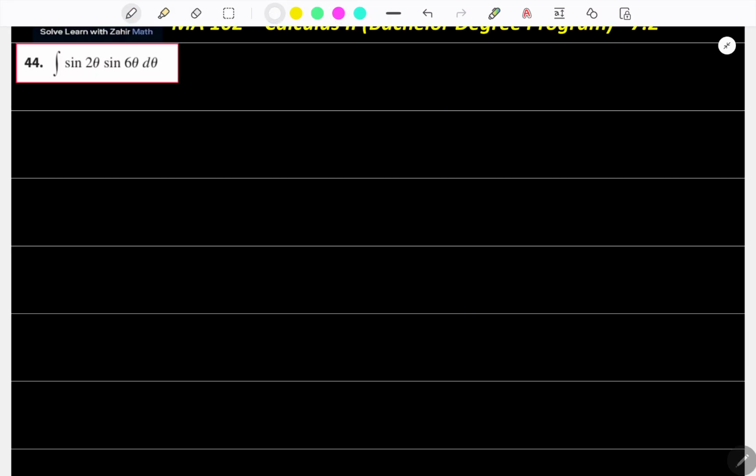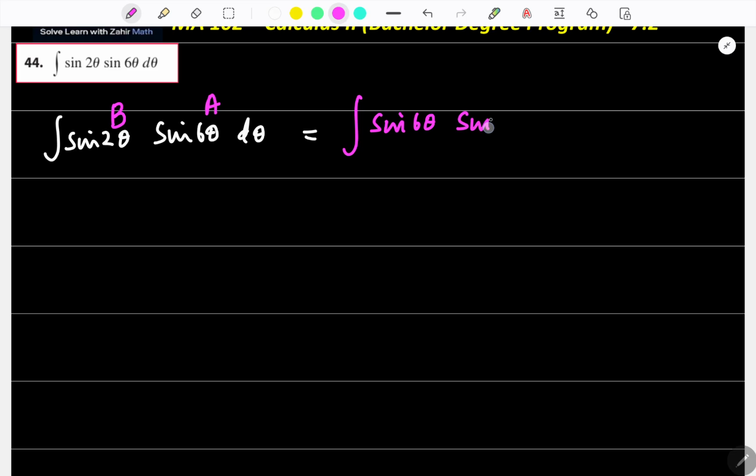The next question is integral sine 2 theta sine 6 theta. So this is product of two functions. Now look here. Is this angle A or this is angle A? This is angle A and this is angle B. So this is integral sine 6 theta and sine 2 theta into d theta. Product is there, so no need for bracket. So you can simply write sine 6 theta sine 2 theta d theta.